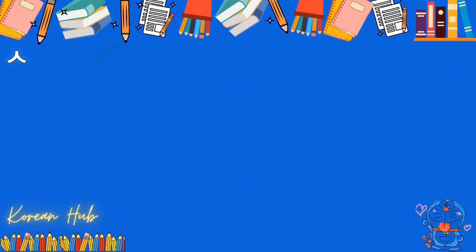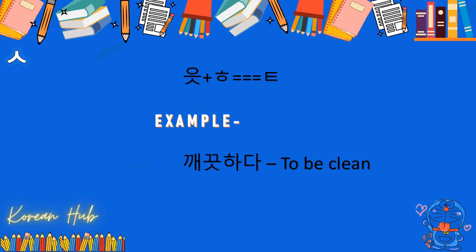When Cth consonant from the last place of the first character combines with Heo consonant from the first place of the next character, then the combination produces thu sound. For example, 깨끗하다.